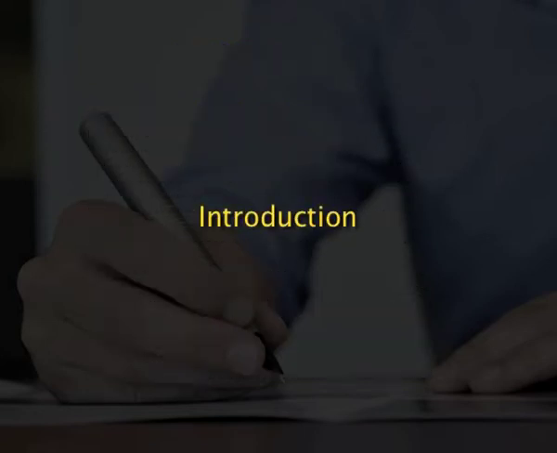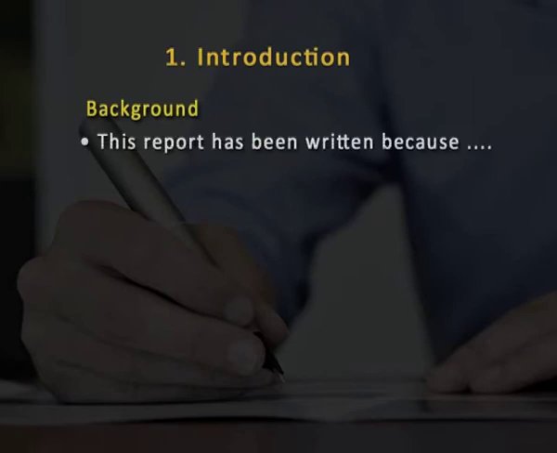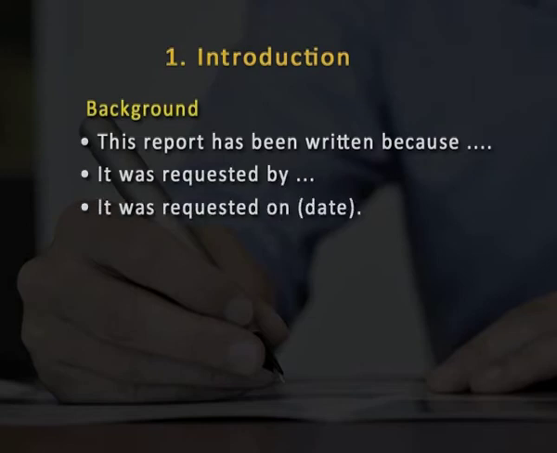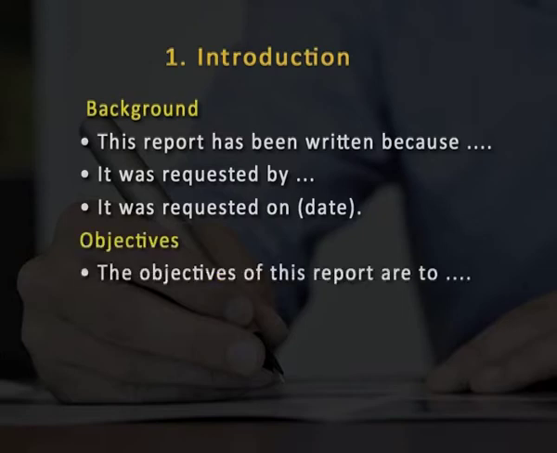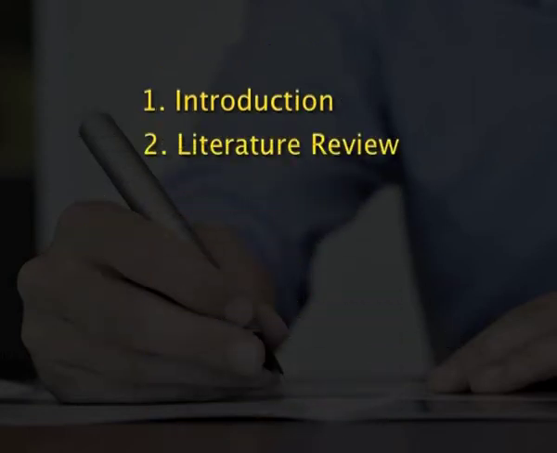The first one is introduction. Under this, you need to give the background details of the report, such as this report has been written because, or it was requested by, and it was requested on, and so on. Then the objectives. What are the objectives of this report? And then the nature and scope of this report. For example, you can start off like this: this report examines, or it does not examine. Why? Because.